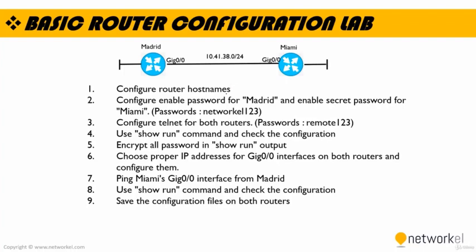We have 9 steps to accomplish and we'll simulate this topology in the Cisco Packet Tracer application. We are gonna go step by step, and in the first step our lab says to configure router host names. First let's set up this lab in Packet Tracer, then configure the host names as shown in the figure.